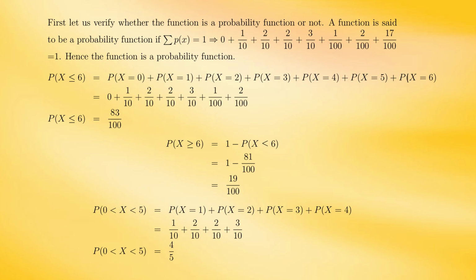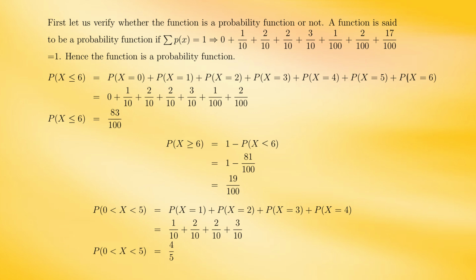Now, probability of x greater than or equal to 6 is equal to 1 minus probability of x less than or equal to 6, which is equal to 1 minus 81 by 100, which is equal to 19 by 100.